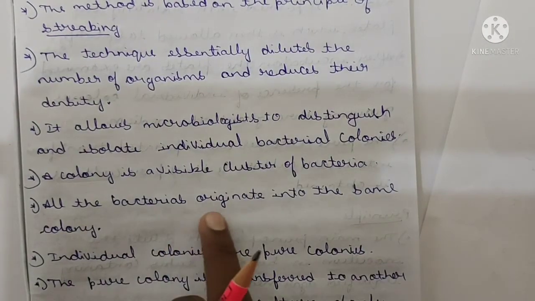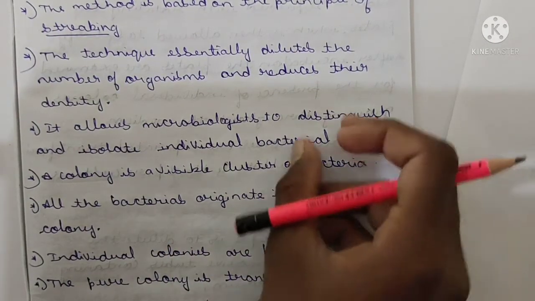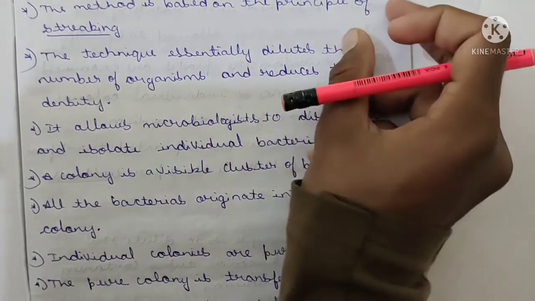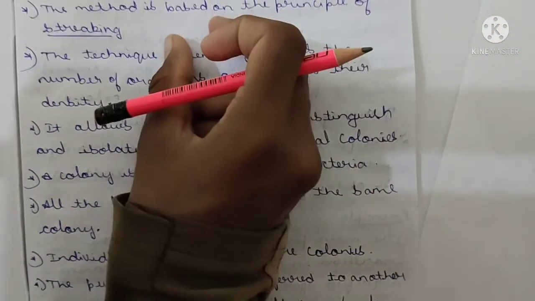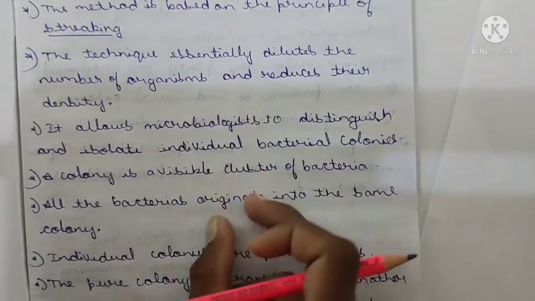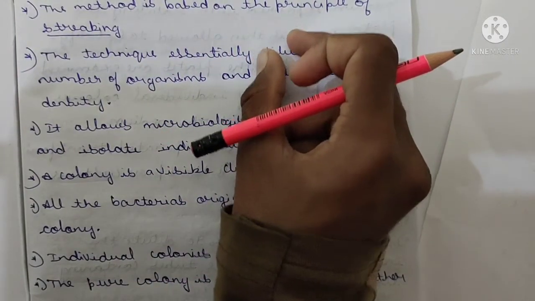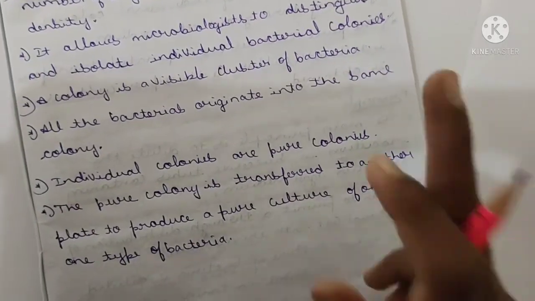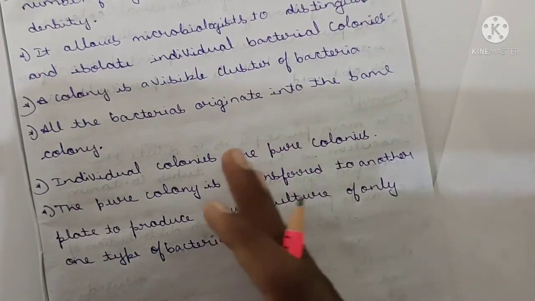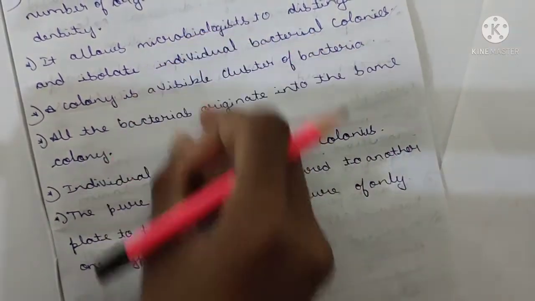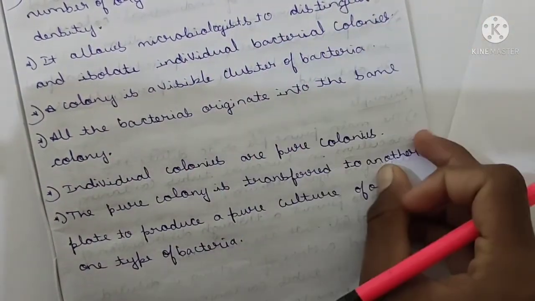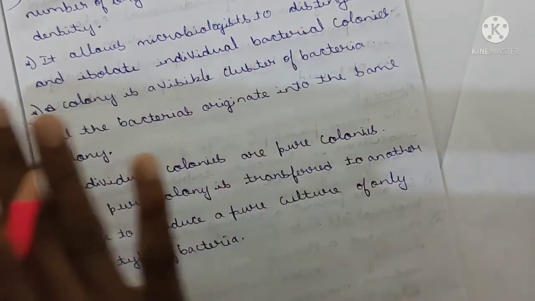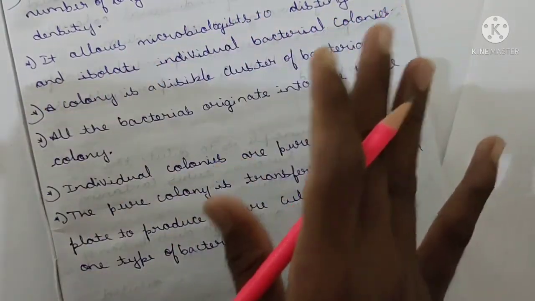Then all the bacteria originate in the same colony, meaning a different kind of bacteria will originate in the same colony. Now see, A bacteria will be located in the A colony, B bacteria will be located in the B colony, like this. Individual colonies are pure colonies. Different individual colonies, this is colony A, colony B, colony C, colony D. Now these individual colonies are the pure colonies, without any mixing or malpractice.